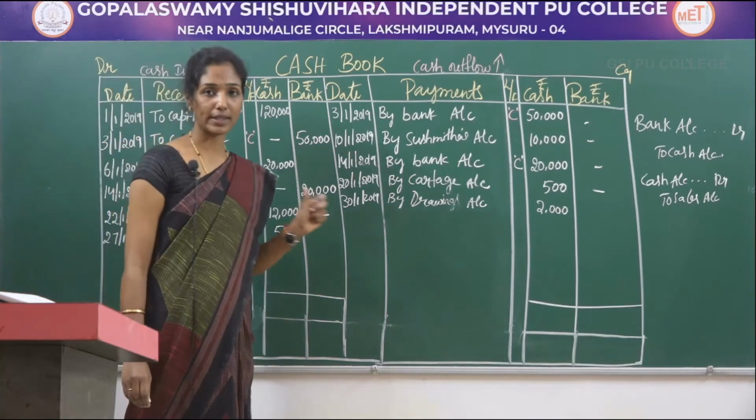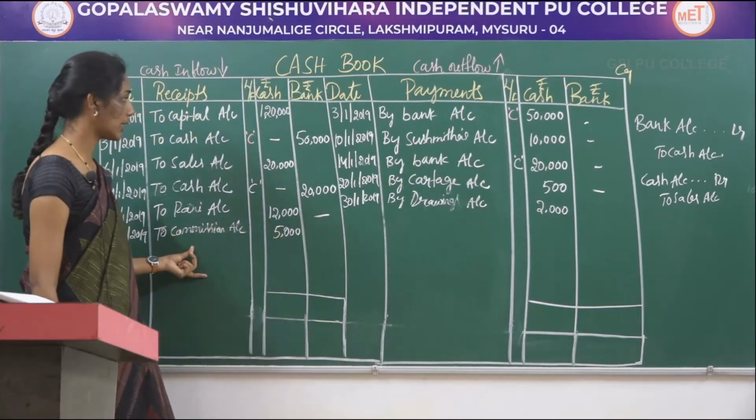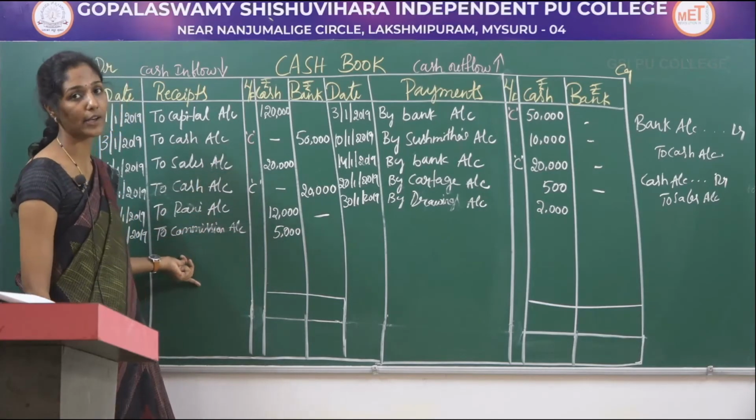So after recording all the transactions, now you have to balance this account. So for this, first you have to make a total of the cash column on the debit side of the cash book.